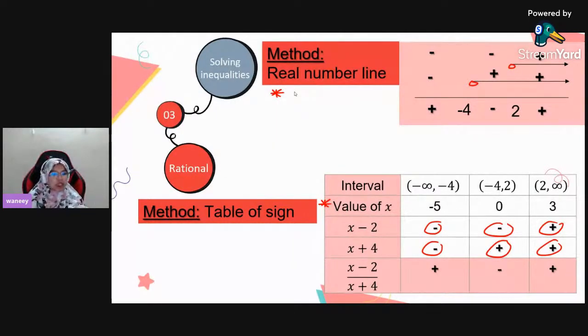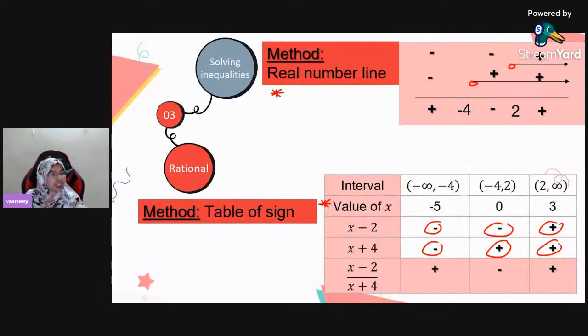Tak payah campur-campur dengan table of signs. Kalau nak pakai table of sign, pakai table of sign saja. So saya ajar dua-dua. Then you choose something that is more suitable for you. Sebab setiap orang berbeza kan. Macam saya suka pakai real number line. So itu untuk saya lah. Tapi kalau saya ajar, saya boleh pakai dua-dua lah.